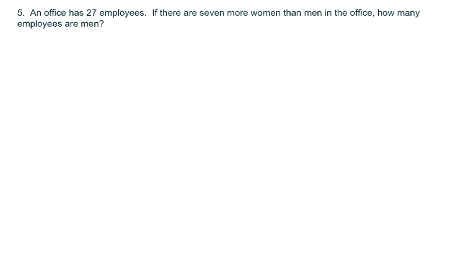All right, and next, here's a little word problem. When a word problem presents you with two types of information, you're going to have a system. So basically, we're going to set up two equations. So we're going to let W be the women and M be the men. So the women plus the men equal 27. And the women equals men plus 7, because there's 7 more women than men. So if there were 20 men, there'd be 27 women, like that.